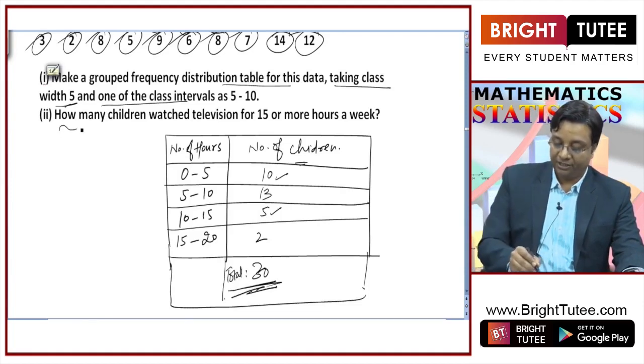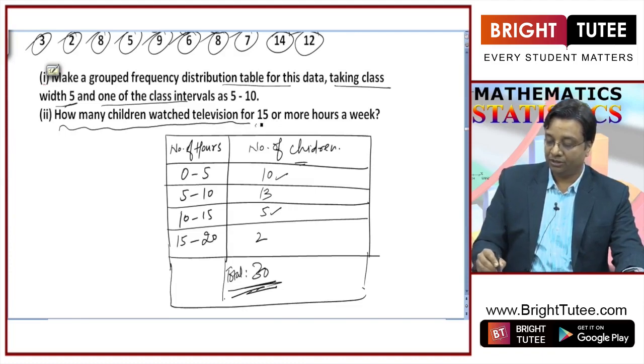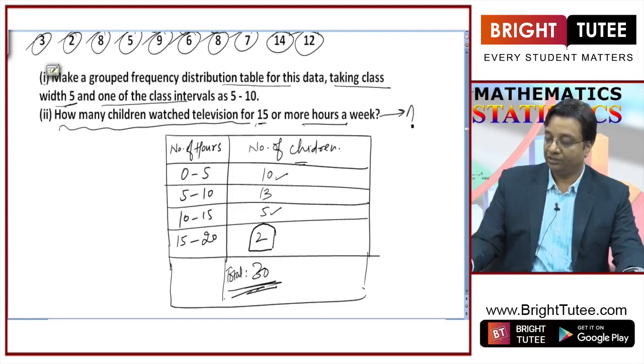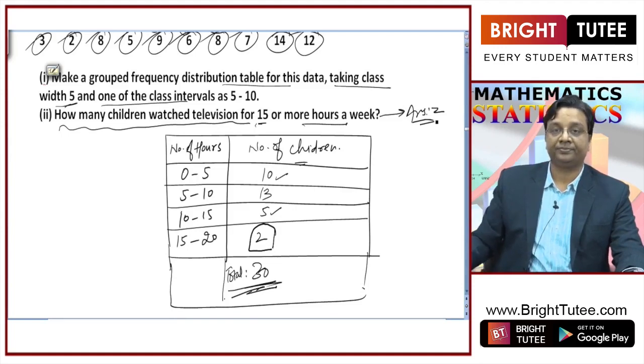How many children watched TV for 15 or more hours a week? So these are the children who watch TV for 15 or more hours a week. That is 2. So answer is 2.